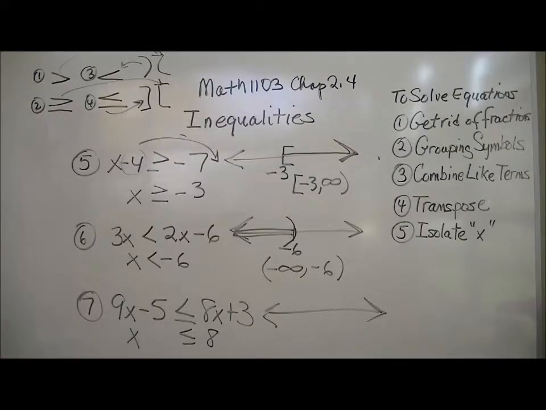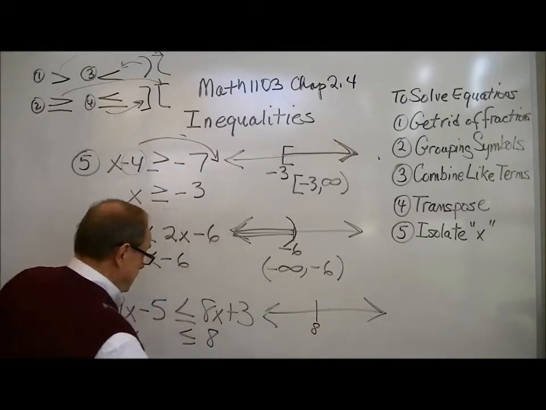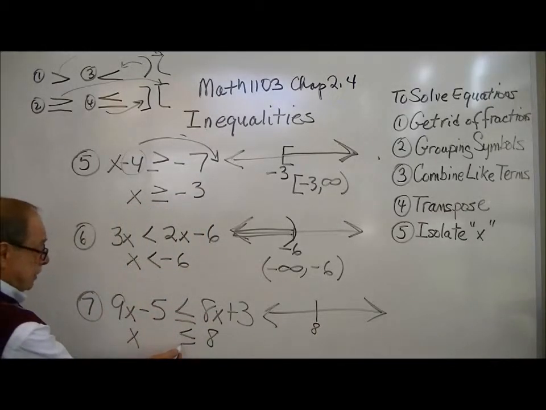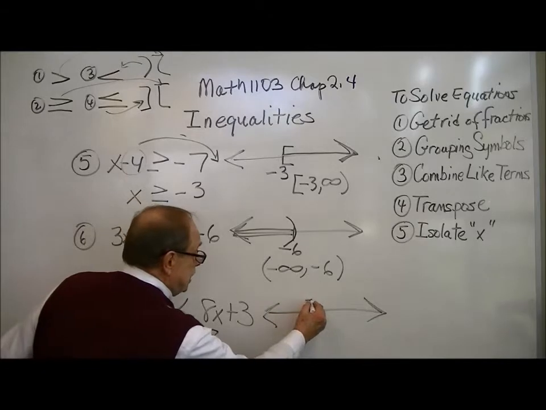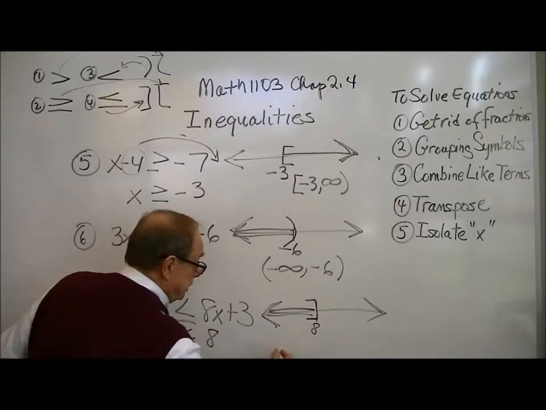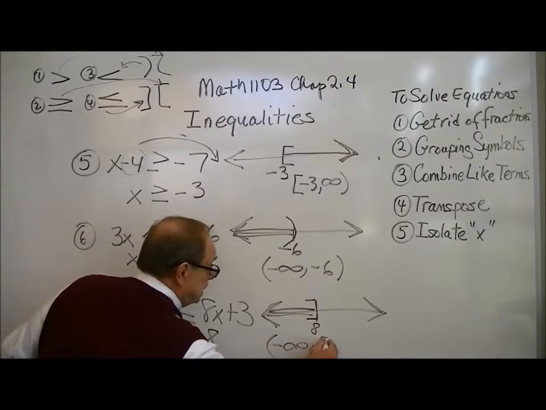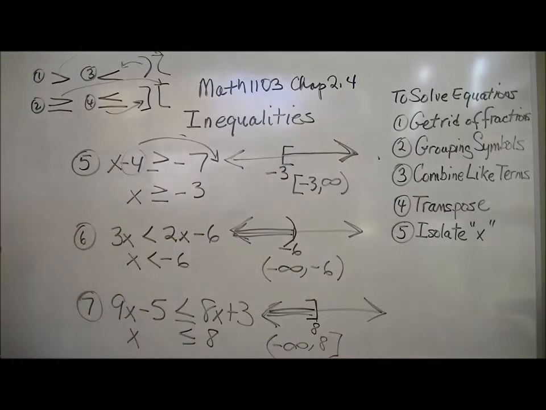So these are sort of easy to solve. And our number is 8, and it's less than or equal to, so it'll be a bracket facing this way. In interval notation, negative infinity, 8, bracket. And for any of these, if you have any questions about them, bring them into Math Zone, and we'll go over them with you and review anything we have here.